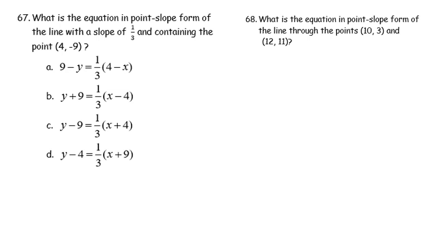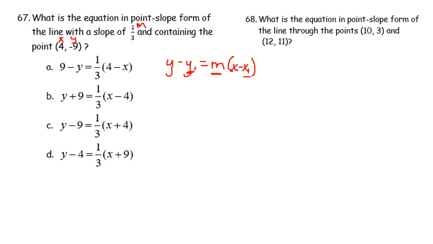Okay, 67. What is the equation in point slope form of the line with the slope of 1/3 containing the point 4, -9? So let's remember our point slope formula is y minus y1 equals m times x minus x1. And remember, we substitute our values in here, here, and here. The y1, the m, and the x1.